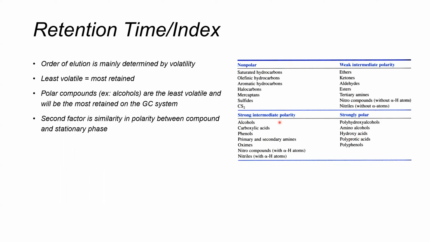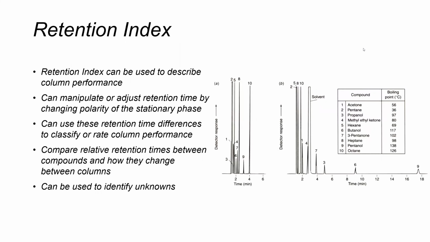So over here on the right-hand side, we have a look at different components and parts of our gas chromatography system. The analytes, just for your reference, we can go from non-polar to weak intermediate polarity, strong intermediate polarity, and strongly polar. And that's going to be important for choosing our stationary phase. It's going to be important for looking at our system in general and our method development.